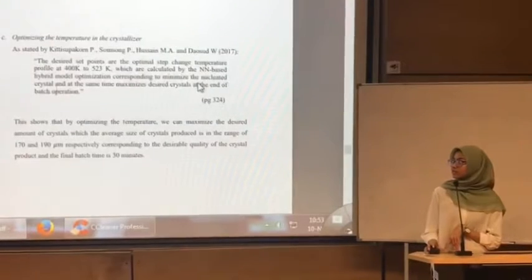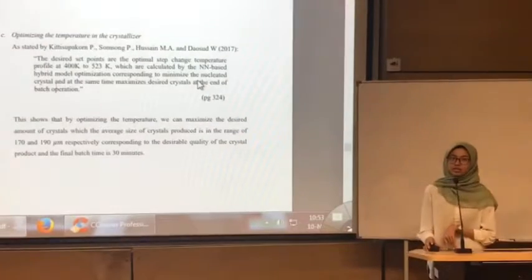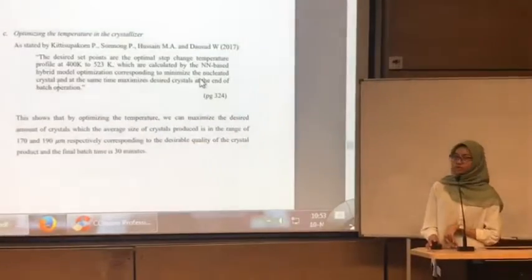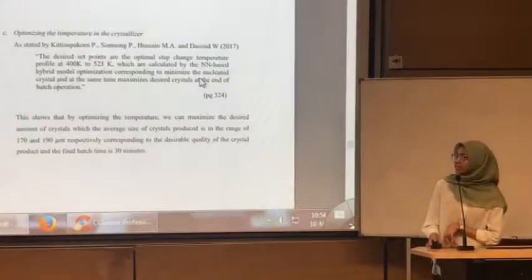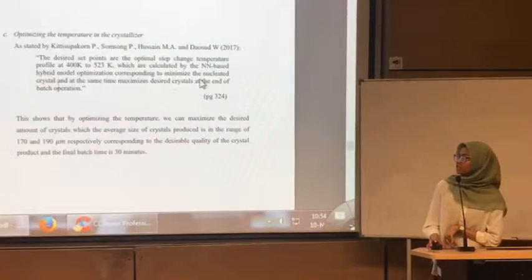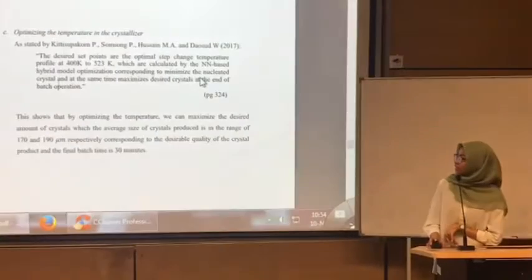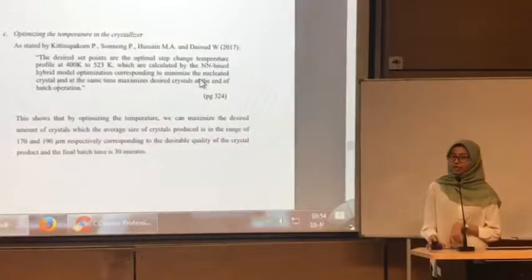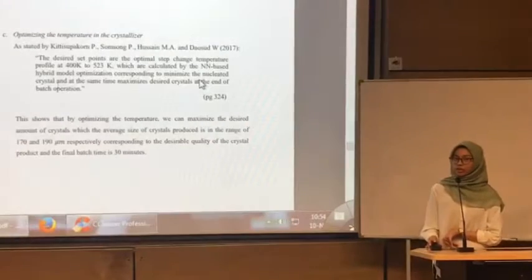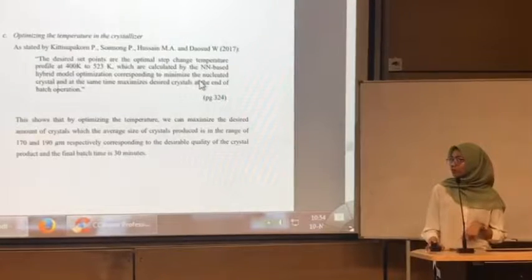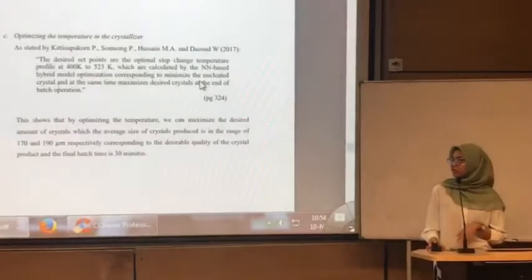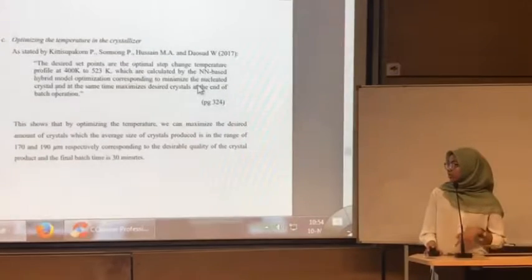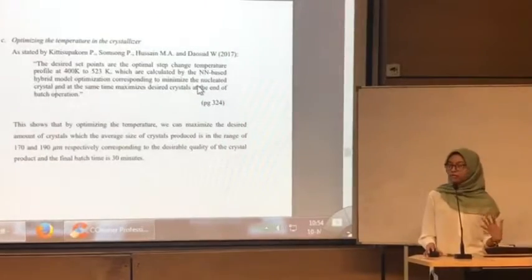Next, the last strategy we propose is optimizing the crystal temperature in the crystallizer. As stated by Kitty, Supakrampi, Somsompi, Hussein, M.A. and Nausut W, they propose that the temperature optimization is at 400K to 523K, and this can minimize the nucleated crystals and at the same time maximize the desired crystal form of PTA. So by optimizing the temperature, we can maximize the desired crystals, and we can produce an average crystal size between 170 and 190 micrometers respectively. And the desirable quality of crystal can be produced with a final batch time of 30 minutes.